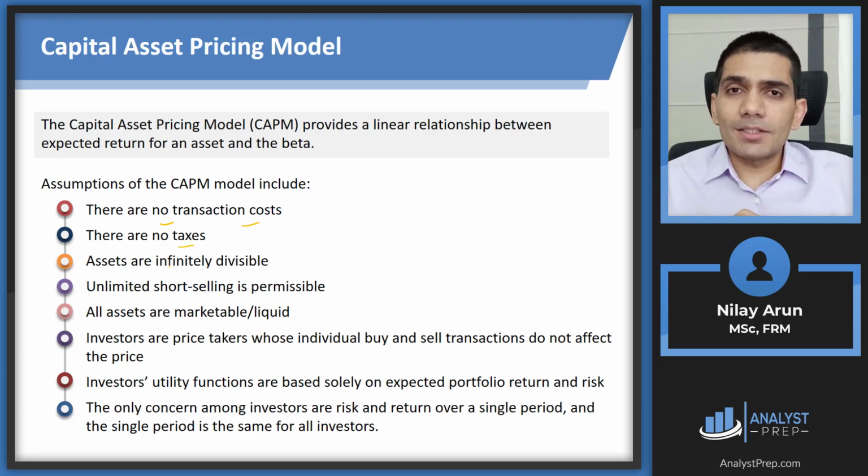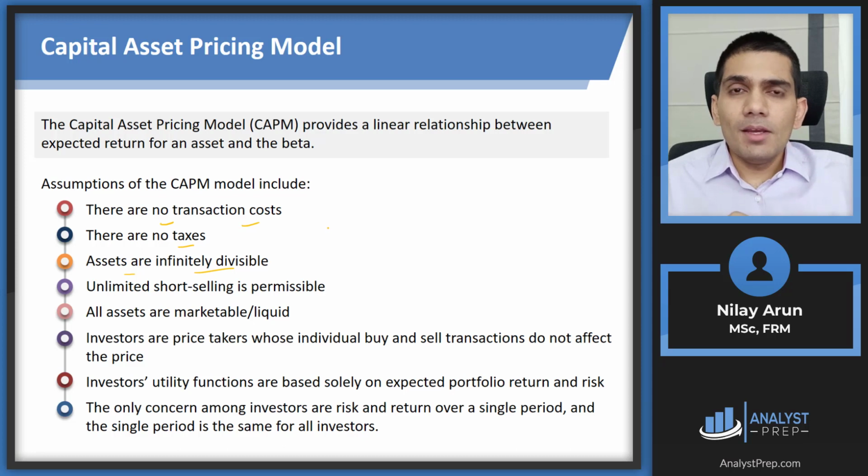Then there are no taxes. Now, a world with no taxes, wouldn't that be a perfect world, right? But in reality, unfortunately, this assumption does not hold true as well. And then assets are infinitely divisible. Now, what do we really mean by infinitely divisible?